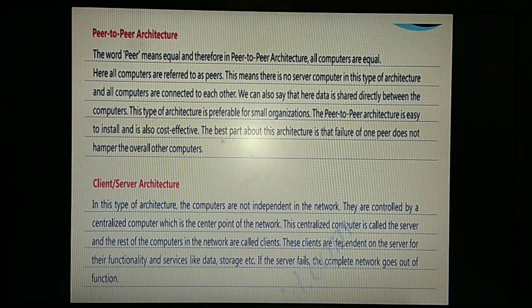We can also say that here the data is shared directly between the computers. This type of architecture is used in small organizations and it is easy to install and is also cost effective. The best part of this architecture is that even though one computer fails, it will not hamper or be a burden on the other computers.